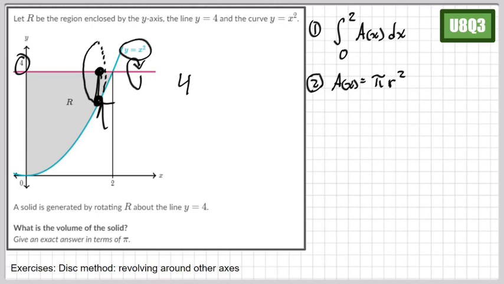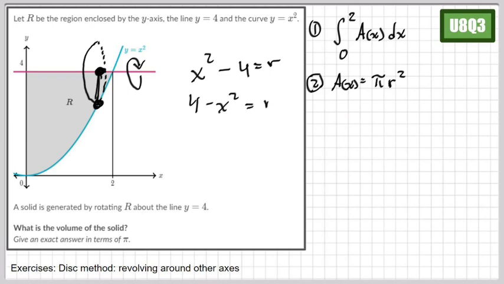X squared. So we're going to subtract x squared. We're supposed to go outer minus inner. That doesn't work if we go like that. We have to go the outer minus the inner one. So it would be outer x squared minus the 4. This would equal your r. Actually, I'm sorry. It should be 4 minus x squared. But it doesn't matter. This would give you a negative r and this would give you a positive r. But why does it not matter? It doesn't matter because there's a squared right here.